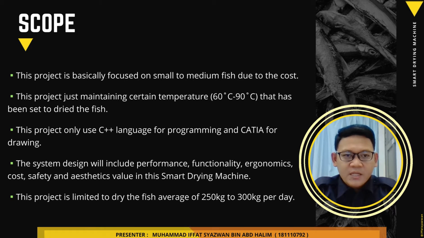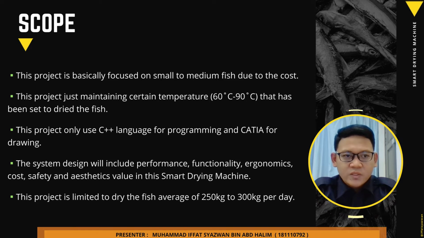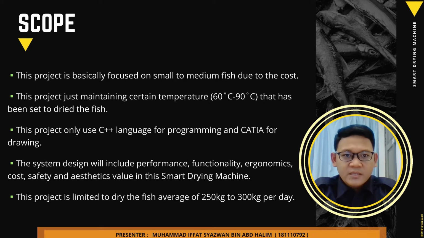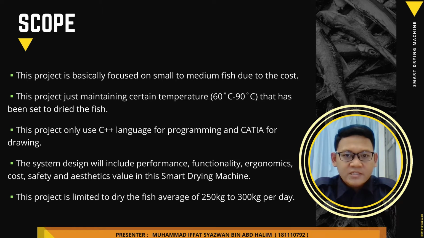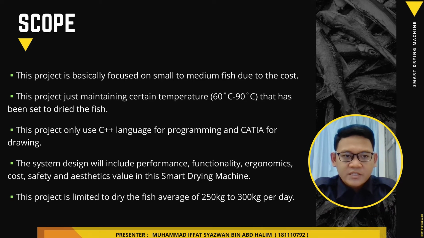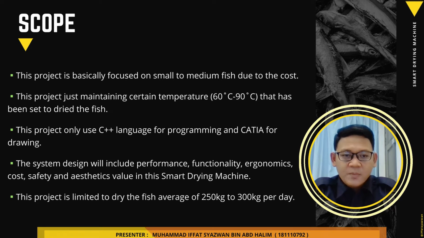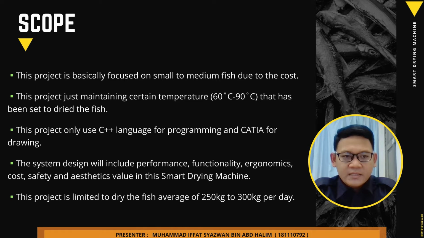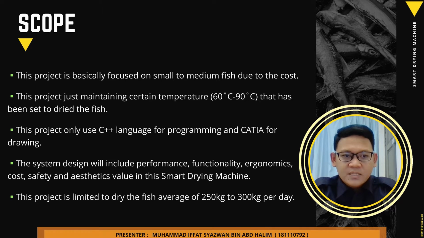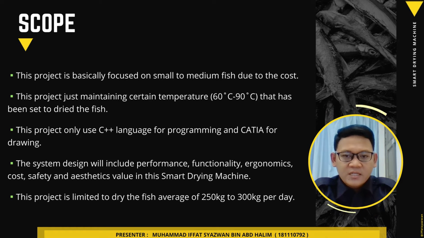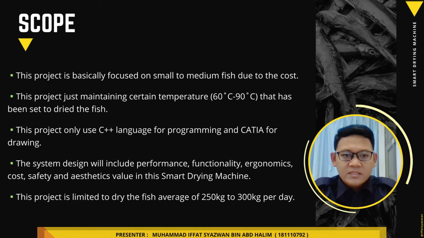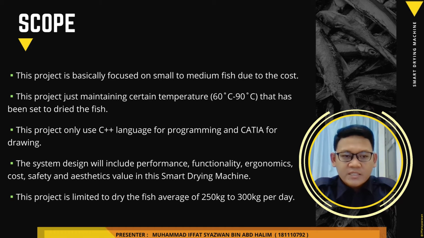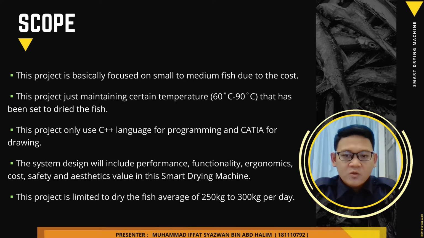This project is basically focused on small to medium fish due to the cost. This project only maintains a certain temperature within 60 degrees Celsius to 90 degrees Celsius that has been set to dry fish. This project only uses C++ language for programming and CATIA for drawing. The system design will include performance, functionality, ergonomics, cost, safety, and aesthetic value in this smart drying machine. This project is limited to drying fish at an average of 250 kg to 300 kg per day.